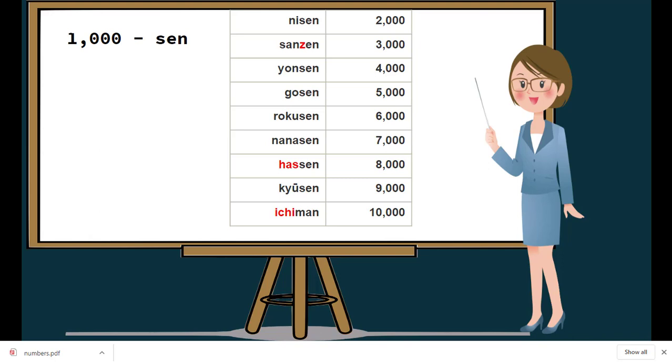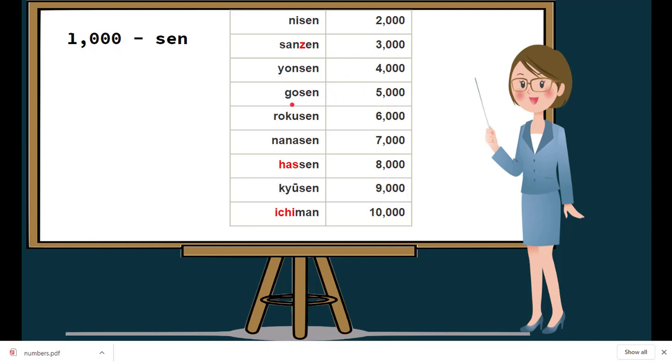This time we're going to count 1000 to 10,000 by the thousands. 1000 is sen. 2000 is nisen. 3000 is sanzen. Take note again that this red letter here indicates that there is a change in the letter from S to Z. So 3000 is sanzen. 4000 is yonsen.